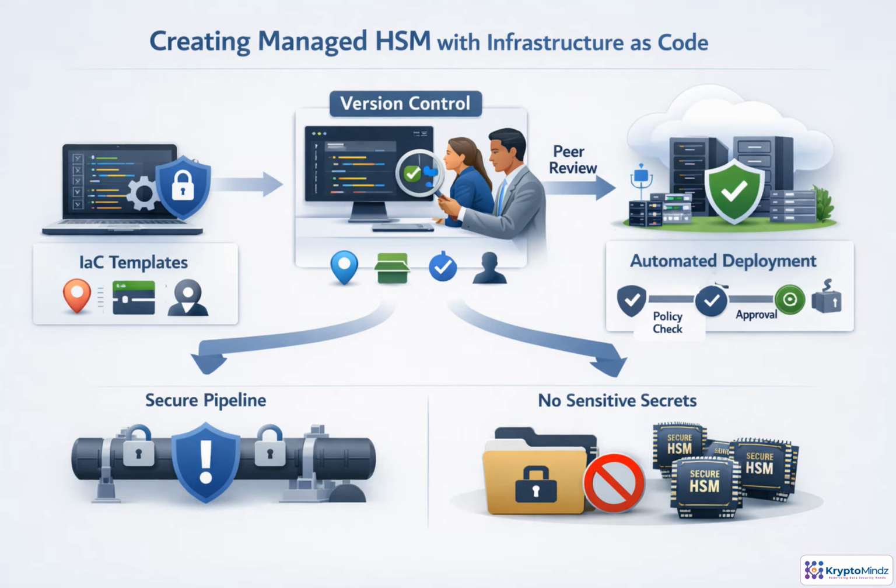Infrastructure as code lets you define your managed HSM once, then deploy it the same way everywhere. Your template should capture naming, regions, tags, and admin assignments so they're consistent and reviewable. Store those templates in version control, use pull requests for peer review, and run them through a CI/CD pipeline with policy checks and approvals. And keep secrets, security domains, and any sensitive outputs out of source control entirely.